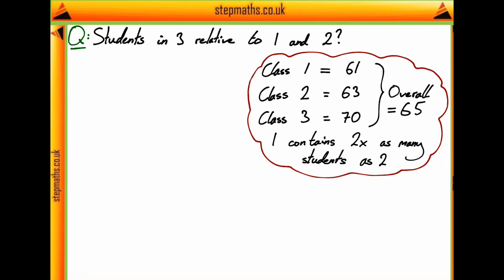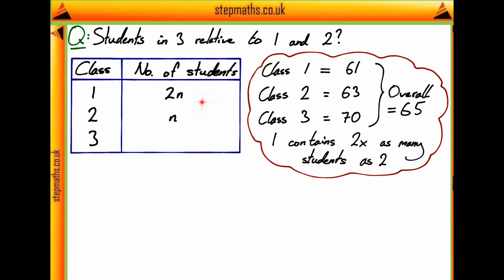So let's think first of all about the information which we've been given in this question. So we're told that class 1 contains twice as many students as class 2. So let's think how we could write that. Since we're trying to find out how many students are in class 3 relative to 1 and 2 anyway, we might as well come up with a good mathematical way of writing this down.